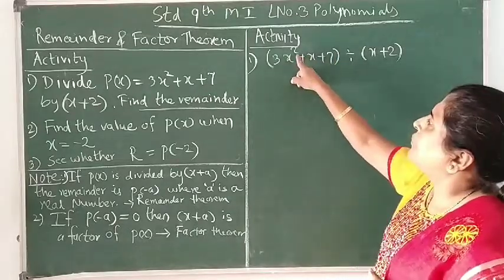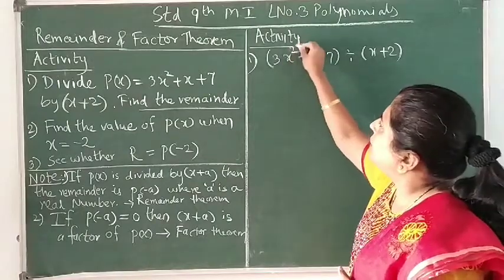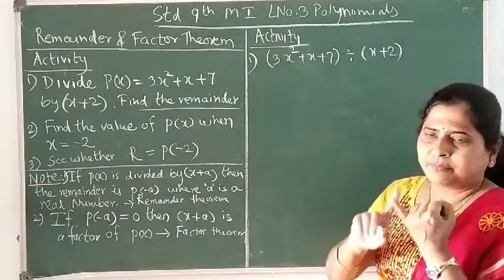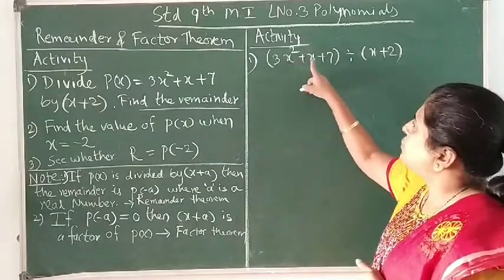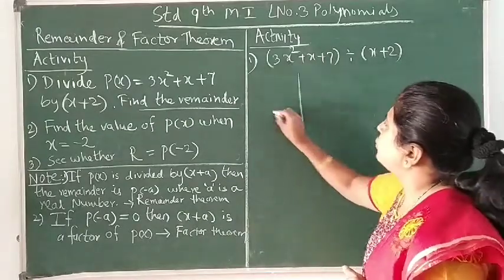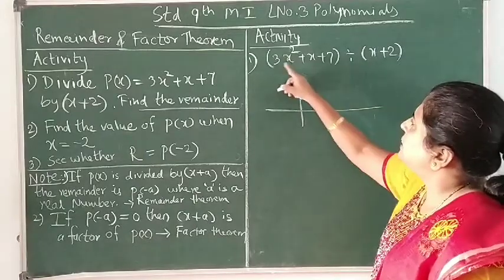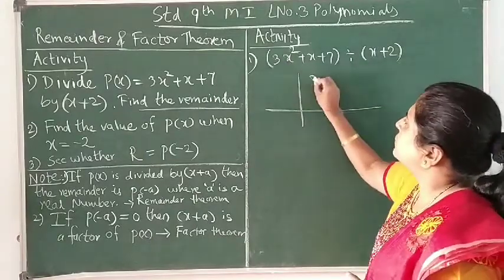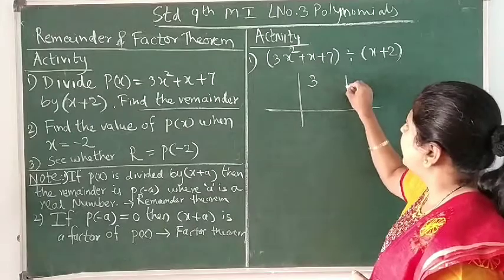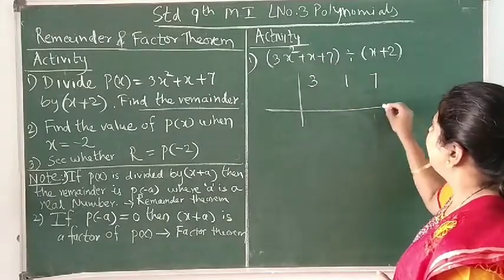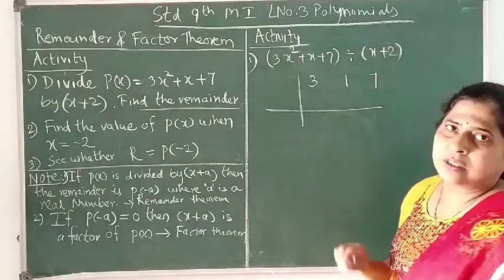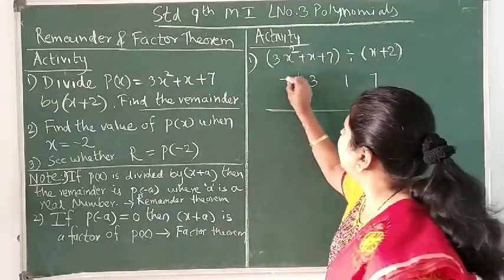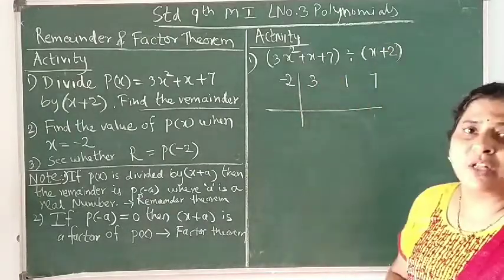The highest power of the variable x is 2, so there should be 3 terms: the second power, the first power and the constant term, which we have here as x square, x and 7. Its coefficient form is very easy. The coefficient of x square is 3, the coefficient of x is 1 and the constant is 7. As the divisor is x plus 2, we have to write its opposite number, which is minus 2.